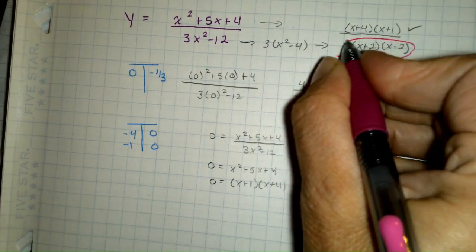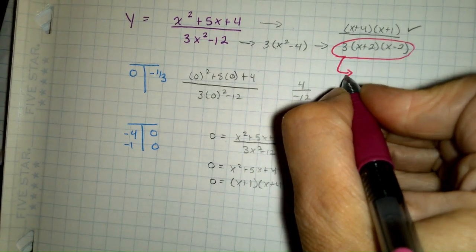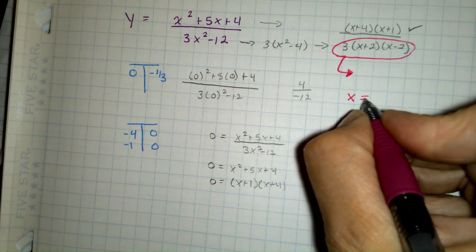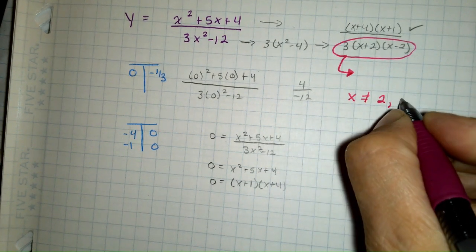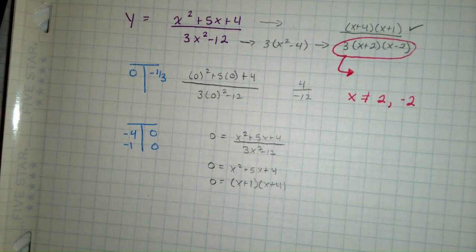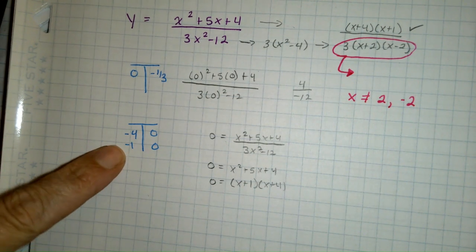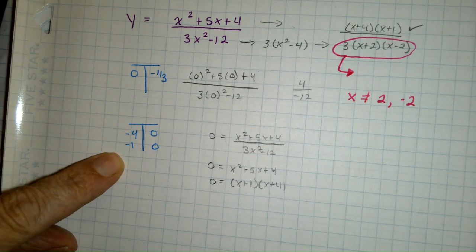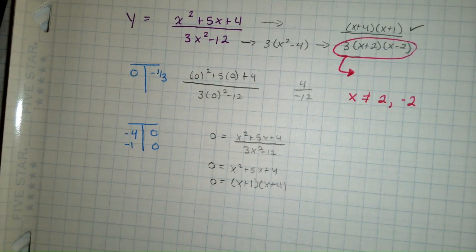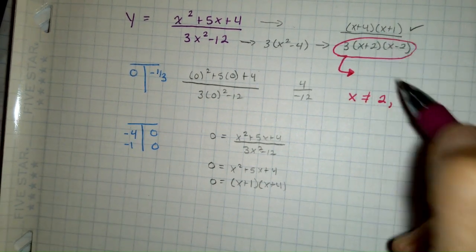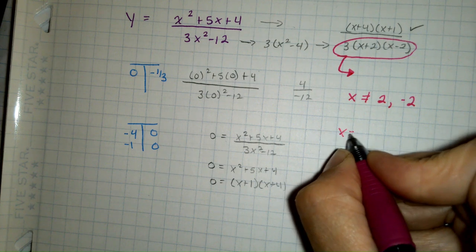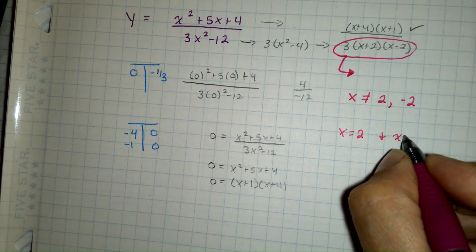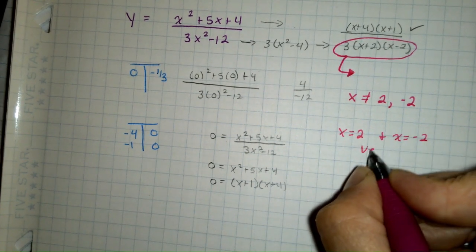Because of the denominator, x cannot equal 2 or negative 2. Those are bad numbers. And we did not use either of those x values, so they both work. And nothing cancels, so x equals 2 and x equals negative 2 are vertical asymptotes.